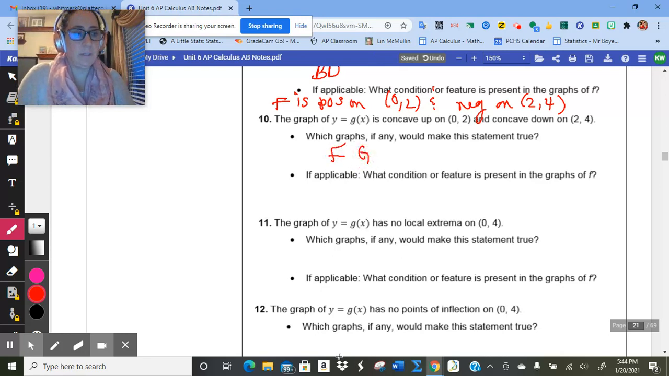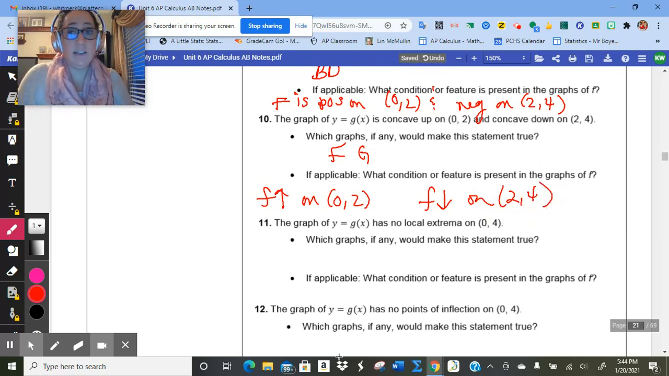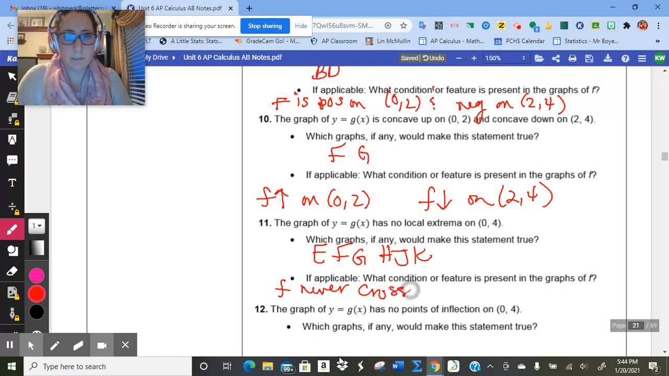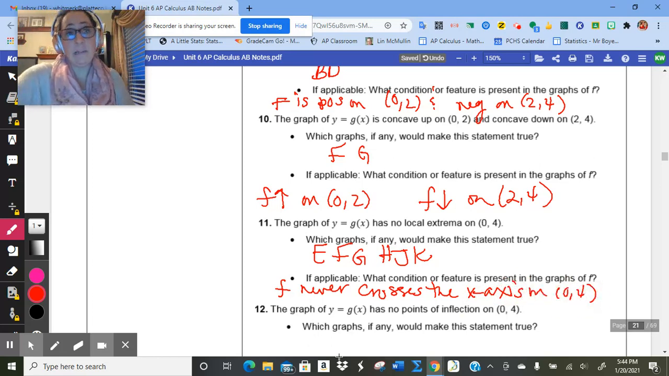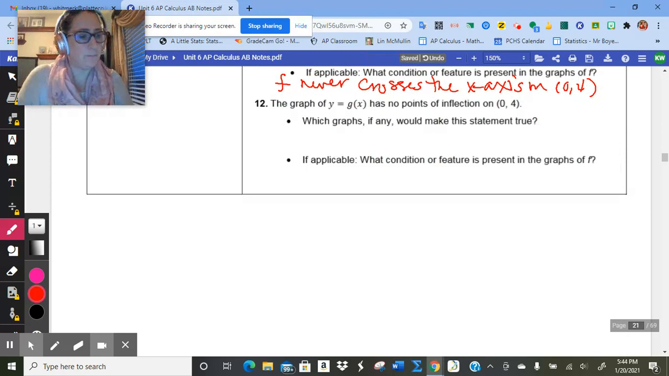Number 10: F and G is increasing on 0 to 2, and F is decreasing on 2 to 4. And 11 is a lot. E, F, G, H, J, K. Basically, F never crosses the x-axis on 0 to 4. That's what I wrote. You may have wrote something similar.